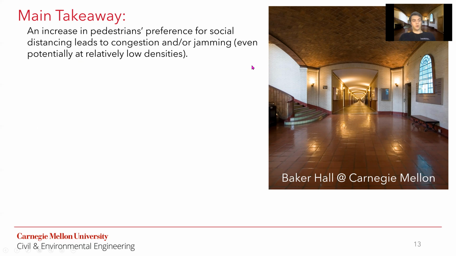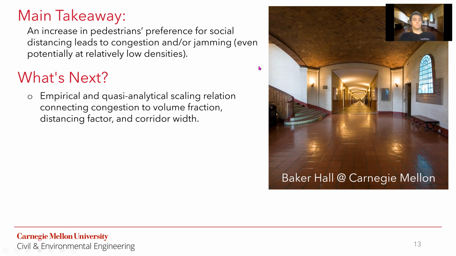Now, moving forward, we hope to do a couple additional things with our simulations. We hope to create an empirical scaling relation connecting congestion to volume fraction, distancing factor, and corridor width. This would allow us, for example, given the corridor width of this hallway in the photo, to estimate how many people we could allow into this hallway before you might have a jamming condition occur because of social distancing.